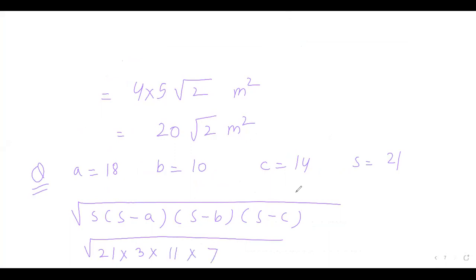So I have substituted each and every value and solved it. 21, I can write as 7 into 3. I have written the factors of 21. So I got a pair of 3, and I got a pair of 7. What remains is 11. So 7 will come out, 3 will come out. So the final answer is 21 root 11 meter square.